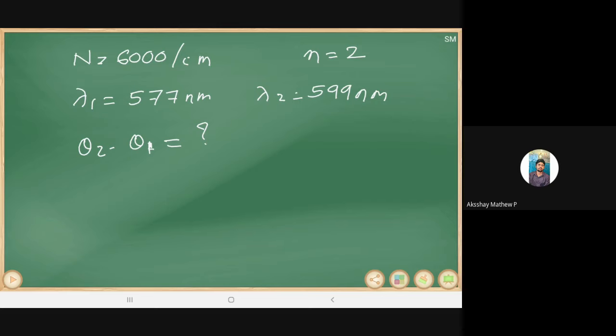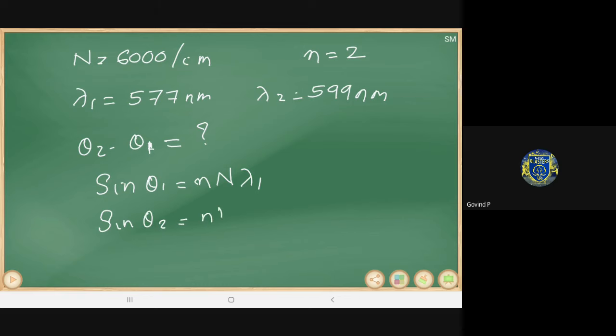Which equation will you use? Say, Matthew. Sir, sin theta 1 is equal to small n into capital N into lambda 1, and sin theta 2 is equal to small n into capital N into lambda 2. Lambda 1 and lambda 2 are given, capital N and small n are given. Small n is equal to 2.